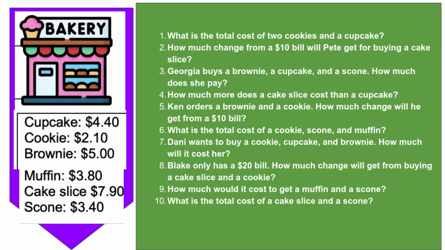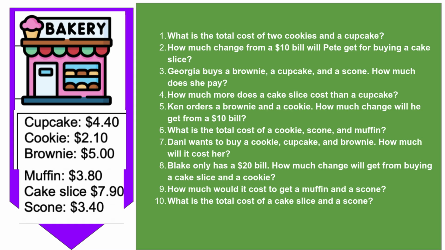So answer these questions. Number 1, what is the total cost of 2 cookies and a cupcake? Number 2, how much change from a $10 bill will Pete get for buying a cake slice? Number 3, Georgia buys a brownie, a cupcake, and a scone. How much does she pay? Number 4, how much more does a cake slice cost than a cupcake? Number 5, Ken orders a brownie and a cookie. How much change will he get from a $10 bill?